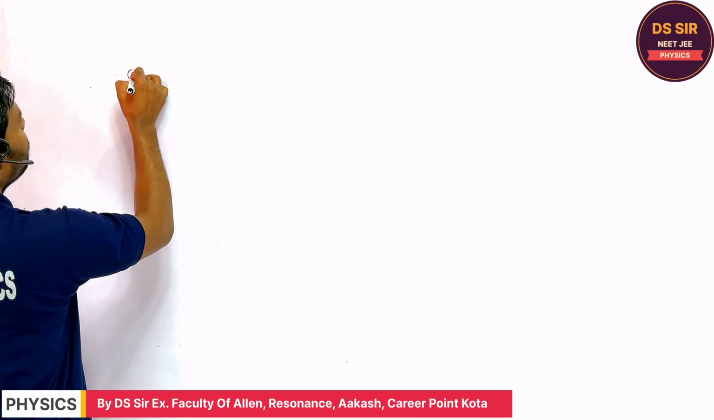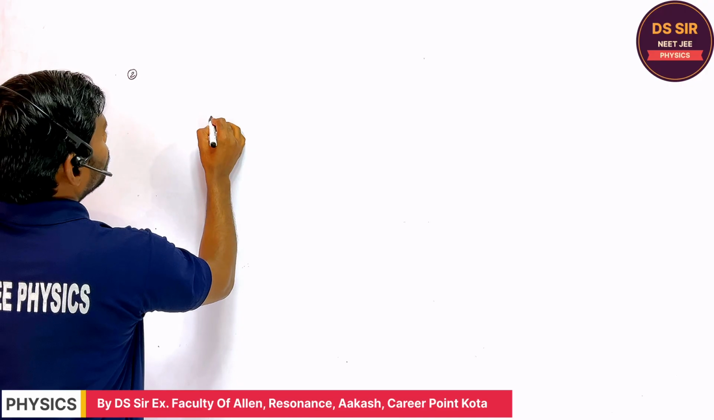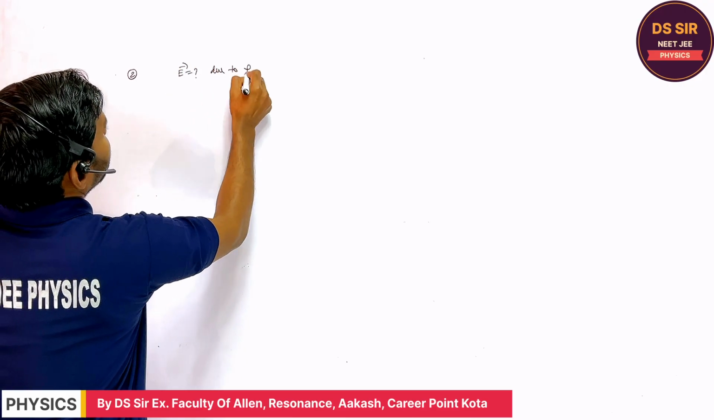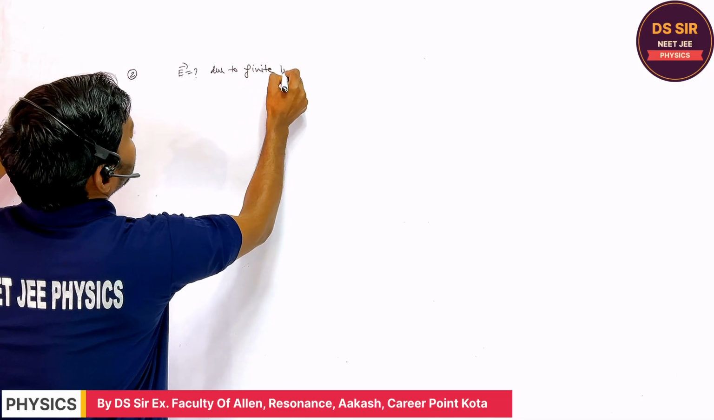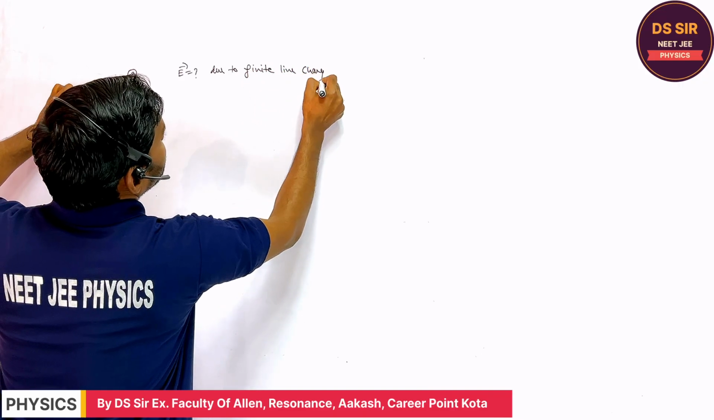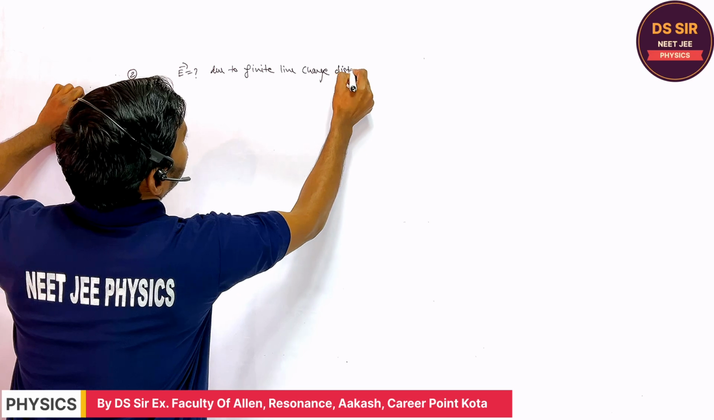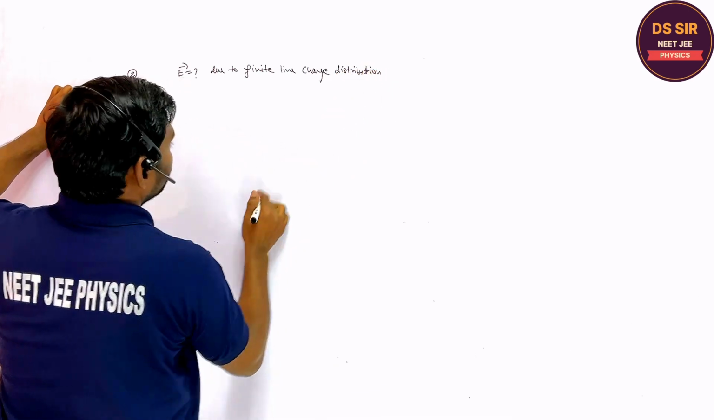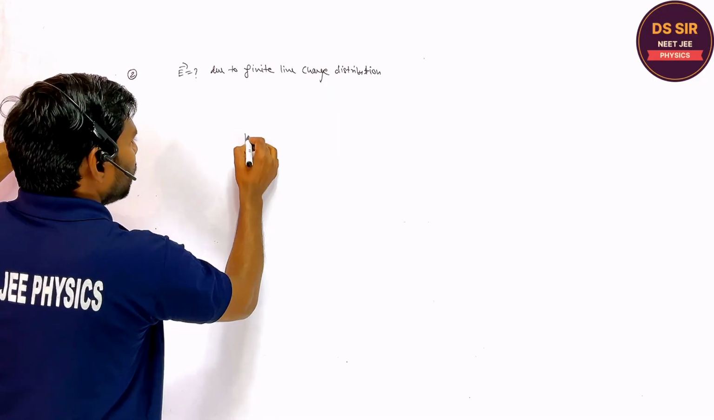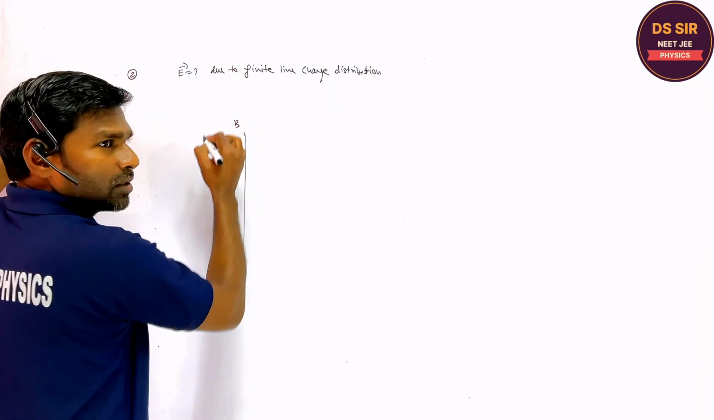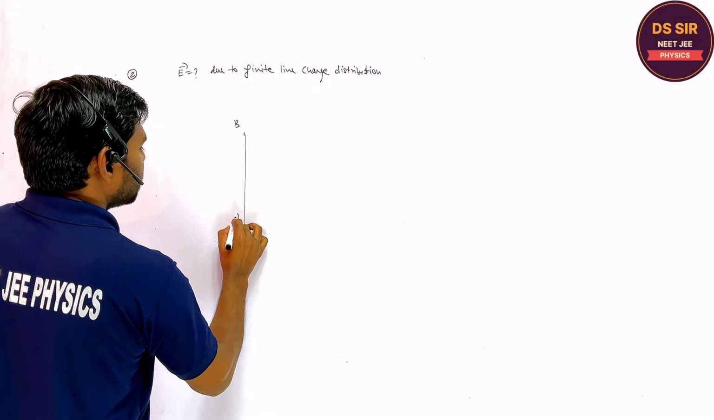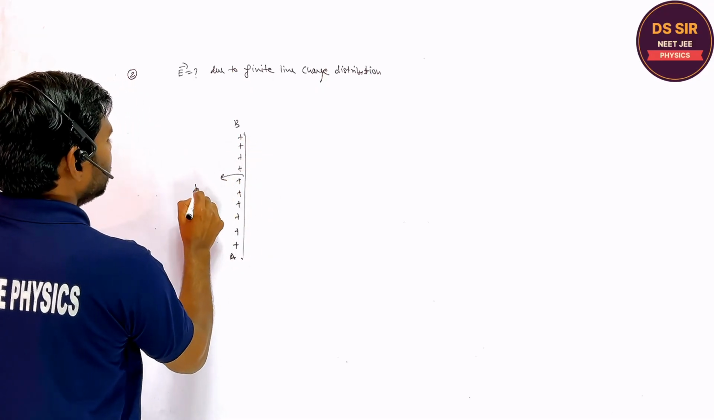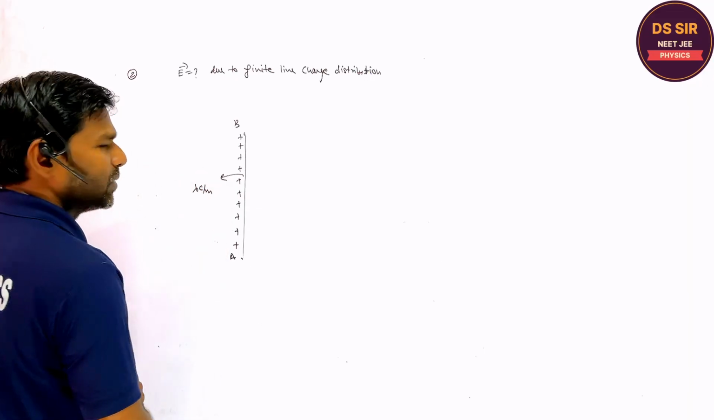Now the second point is the electric field due to a finite line charge distribution. What is that? Finite line charge distribution means, suppose this is the line from A to B, and this is the charge whose linear charge density is lambda coulomb per meter.